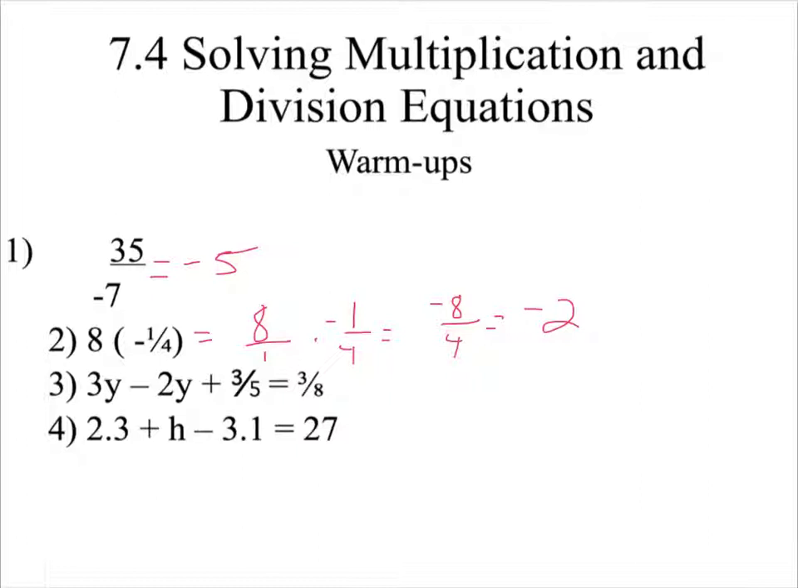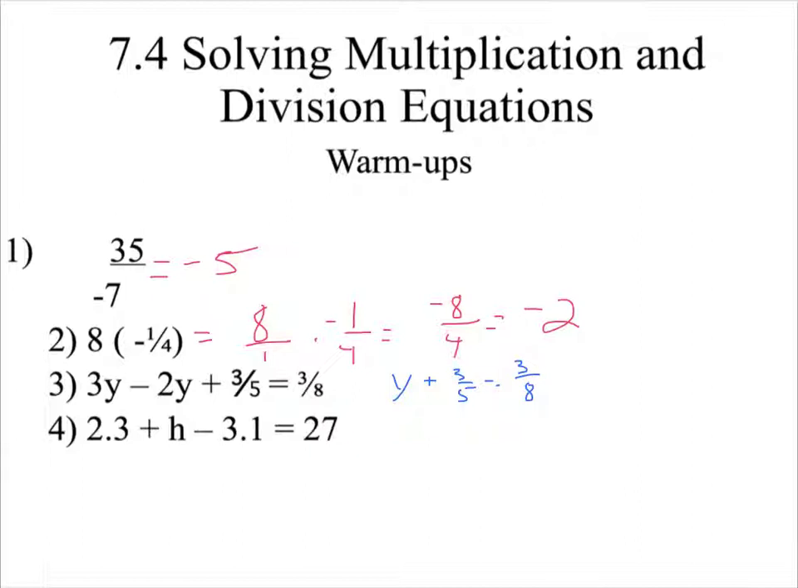Now we have, oh, look at this, we have fractions here. It says 3y minus 2y plus 3/5 equals 3/8. Well, the very first thing I can do here is simplify a little bit. I can take 3y minus 2y to get just y. So now I have y plus 3/5 is equal to 3/8.